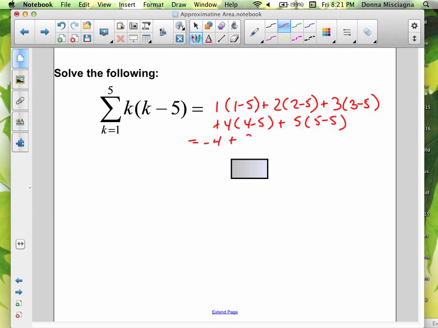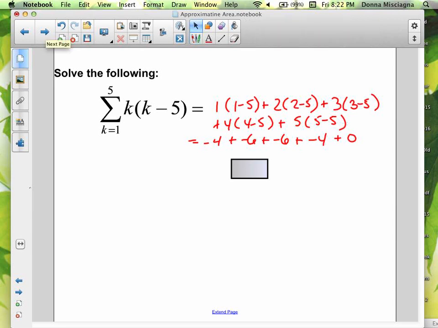plus 2 times, that would be negative 3. So that would just be negative 6, right? This would be negative 2 times 3, so that would still be negative 6. This would be a negative 4. Very kind of interesting, huh? And then this would just be a 0. So it should be negative 20. I'm afraid to move this thing. Yes, it is negative 20.